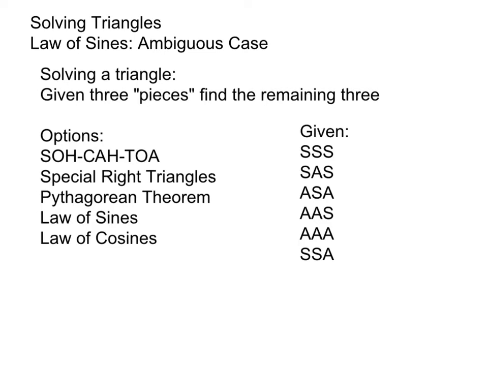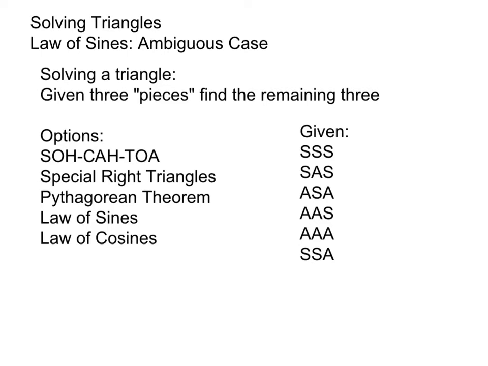By pieces, of course, we mean sides and angles. So we're going to be given some combination of three of the sides and angles of the triangle and asked to find the pieces that we do not know. When asked to solve a triangle, you have several options. You have what many of you are familiar with as SOHCAHTOA, sine, cosine, and tangent. You should have memorized your special right triangles, your 30-60-90 and your 45-45-90 triangle. And then, of course, there's the Pythagorean theorem.